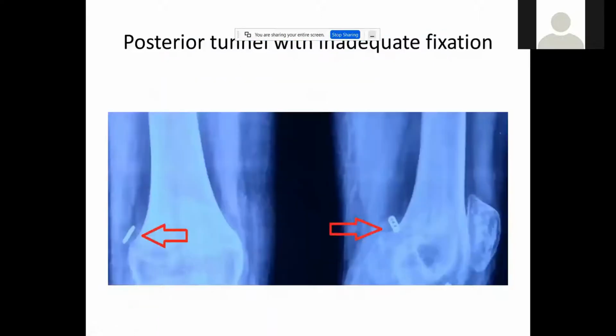So even this is the posterior tunnel. The tunnel is posterior, and the fixation is inadequate. Both are there. Neither is the position of the tunnel proper, nor is the fixation adequate.